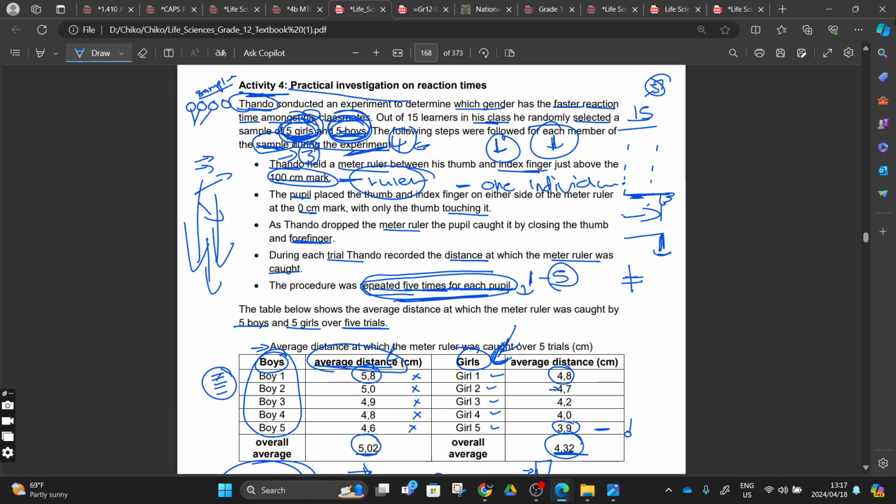Here we are saying that we have to have the same person dropping the ruler. Another thing, we have to do this on the same day. Those are the factors that we can keep constant.